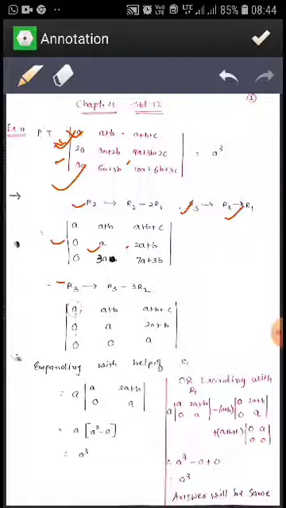Now again multiply the first row by 3 and subtract from this. So multiply by minus 3. So minus 3a add into this, minus 3a minus 3b. So 6a minus 3a, 3b cut. Then 10a minus 3a, it is 7a. 6b minus 3b, it is 3b. 3c minus 3c, it is 0.